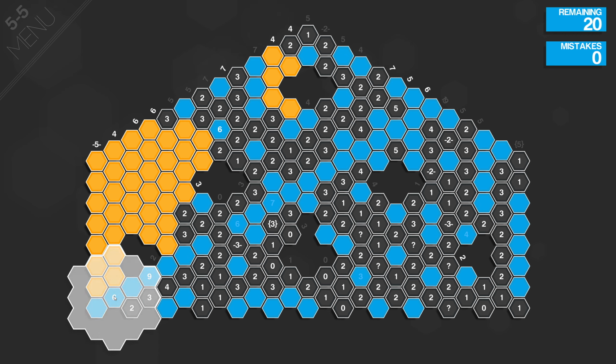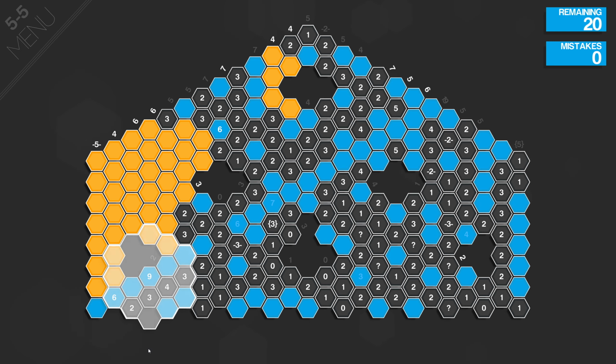Let's have a look. This needs 6. It has 1, 2, 3. So it needs 4 of these to be blue. 2, 3, 4, 5, 6. This 9 here sees 1, 2, 3, 4, 5, 6, 7, 8, 9. So it needs 3 of those to be blue. So it needs 1 of these to not be blue. 1, 2, 3, 4, 5, 6, 7, 8, 9. 1, 2, 3, 4, 5, 6.